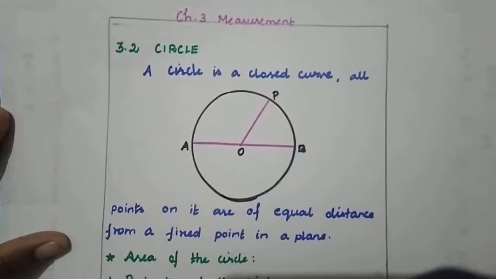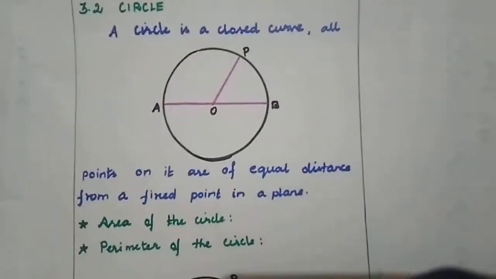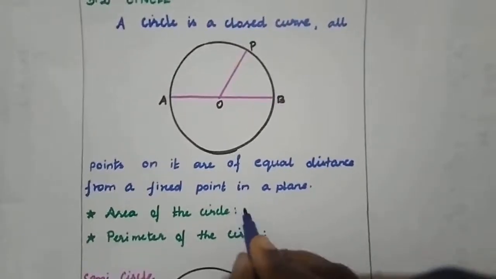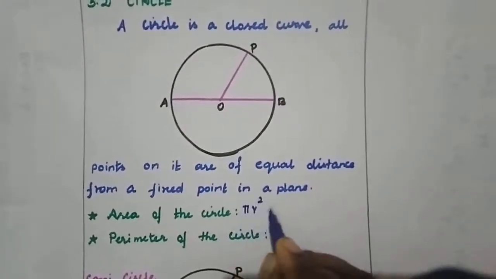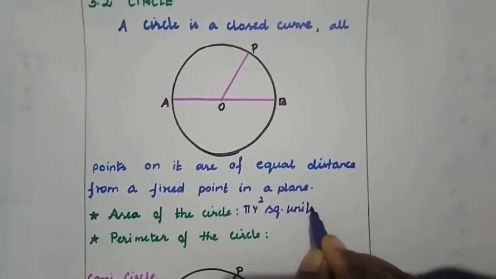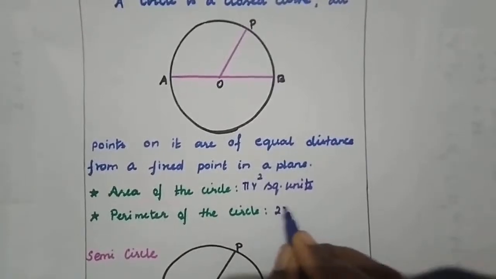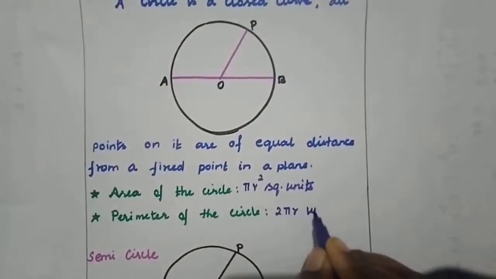What is the area of the circle? Yes, area of the circle is pi r square units. And the perimeter of the circle is 2 pi r units.